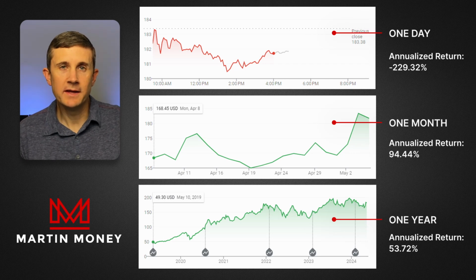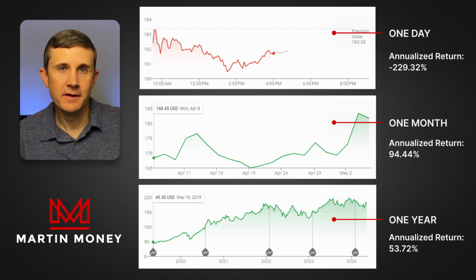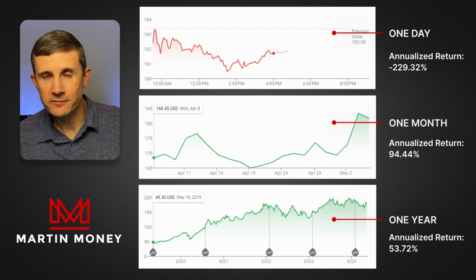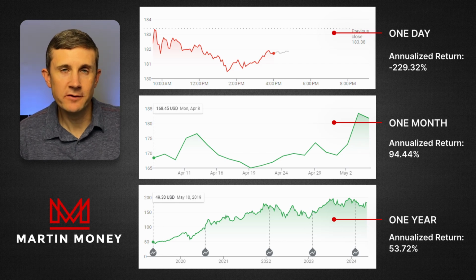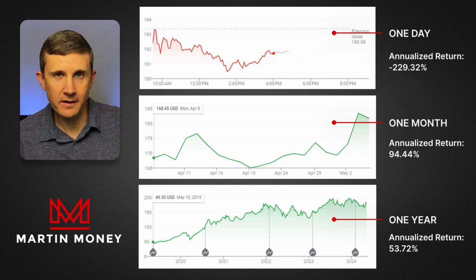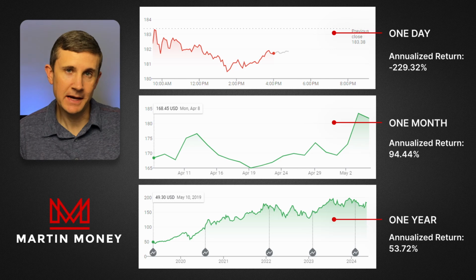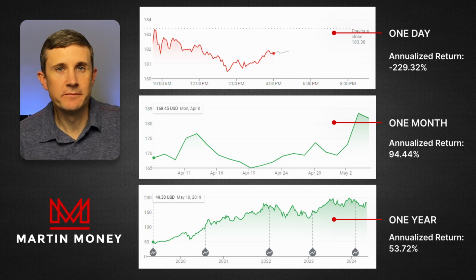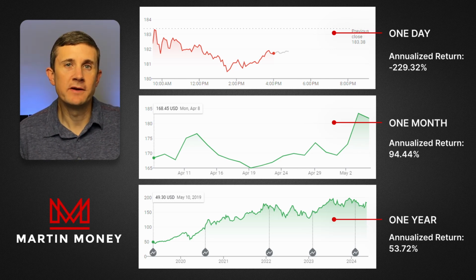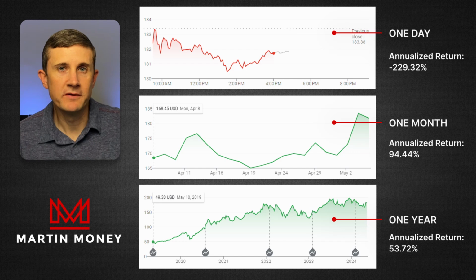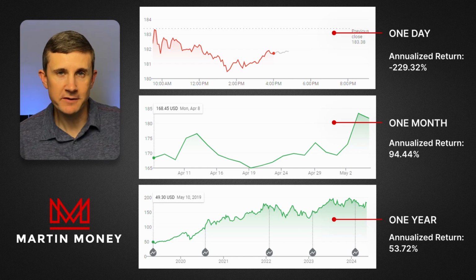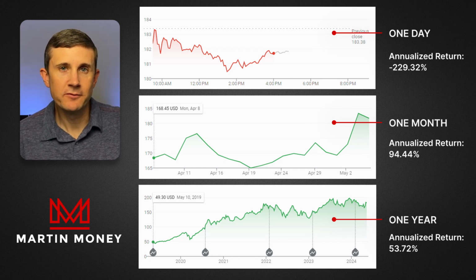If that 1 day that Apple had the negative return was annualized over the course of a whole year, their stock would go down negative 229.32%, which is obviously impossible. If they had the same returns they had over that 1 month window, it would have been a 94.44% annualized return, which basically means Apple would nearly double in a year, which also seems unlikely. And then finally, over 5 years, Apple was up 53.72% annually, which is really stellar. It makes me wish I'd have bought Apple way back in 2019.